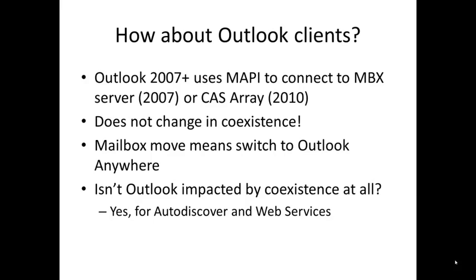But when you switch the actual access, it will impact the clients for Autodiscover and for web services, because these are web services connecting directly via the Exchange 2013 server. If you move the mailbox from Exchange 2010 or Exchange 2007, then Outlook will automatically switch from traditional MAPI connection to Outlook Anywhere.